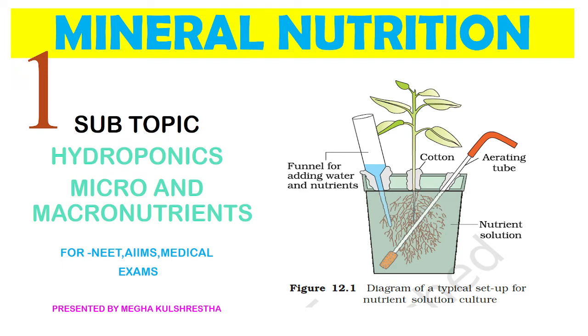Today in this video, I am going to cover hydroponics. This is the experiment done by Julius von Sachs, in which plants are grown in the absence of soil, right? And we know that hydro means water, so the plants are grown in the presence of water. We will study this in detail, and then we will move on to the difference between micro and macronutrients. This is the new chapter, that is mineral nutrition, in class 11.